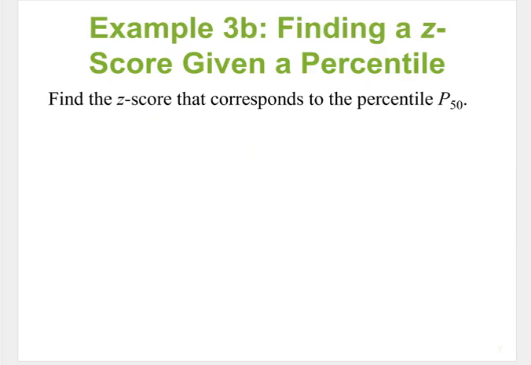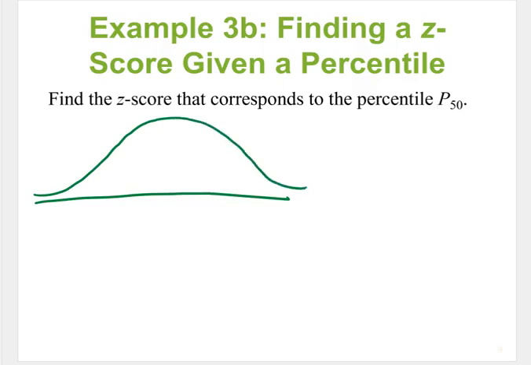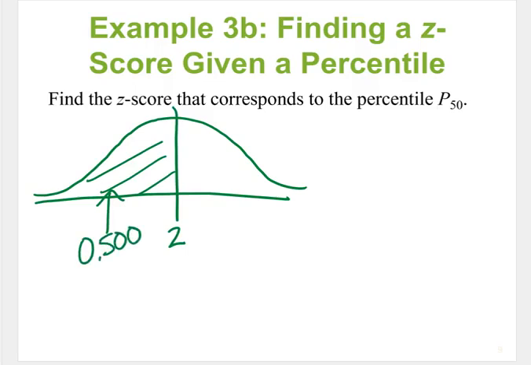All right, here's another one. Find the z-score that corresponds to the percentile p sub 50, so the 50th percentile. So that means 50% of the people are below you. So right here, here's you, and this area is 0.500, which means you are the middle. So this one you shouldn't need to look up on that chart at all. That z-score is going to be equal to 0.